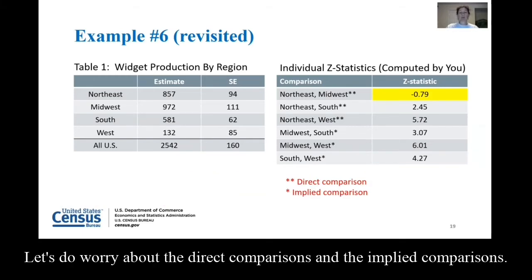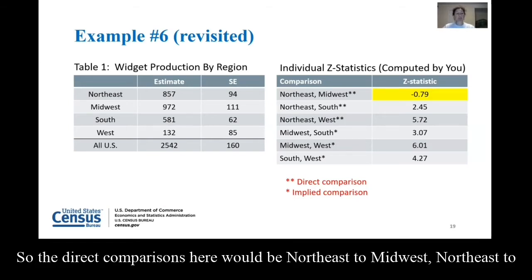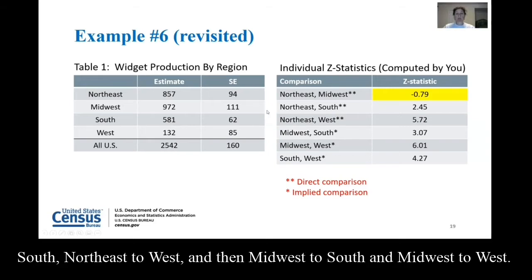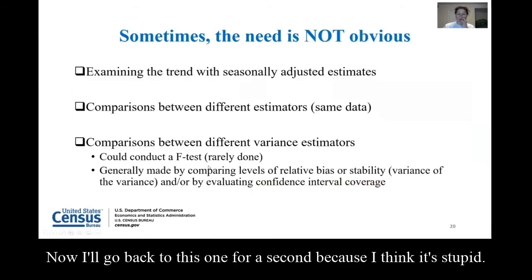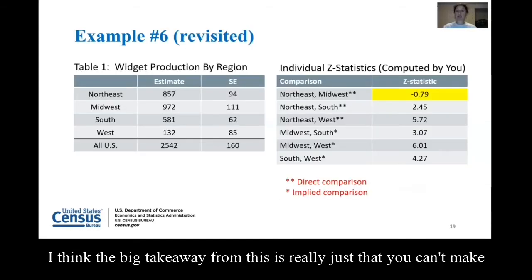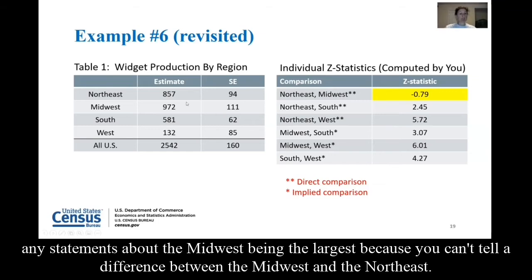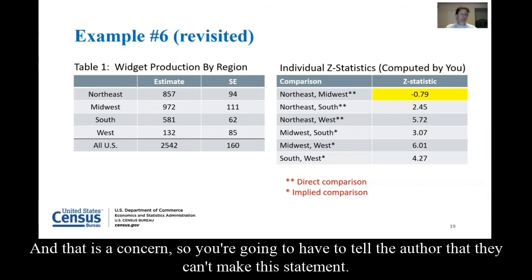Let's do worry about the direct comparisons and the implied comparisons. So the direct comparisons would be Northeast to Midwest, Northeast to South, Northeast to West, and then Midwest to South and Midwest to West. Anyway, back to this one for a second. I think the big takeaway from this is really just that you can't make any statements about the Midwest being the largest because you can't tell a difference between the Midwest and the Northeast.